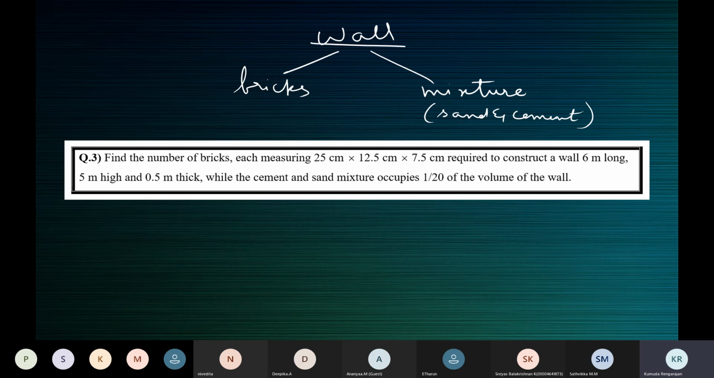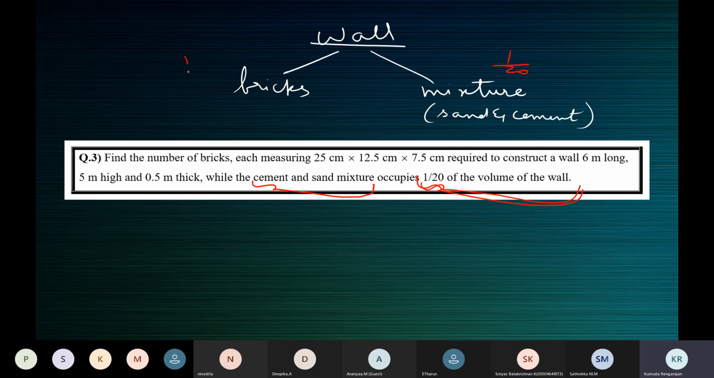Okay, it's given that 1/20 of the volume of the wall is the sand and cement mixture. The cement and sand mixture occupies 1/20 of the volume of the wall.